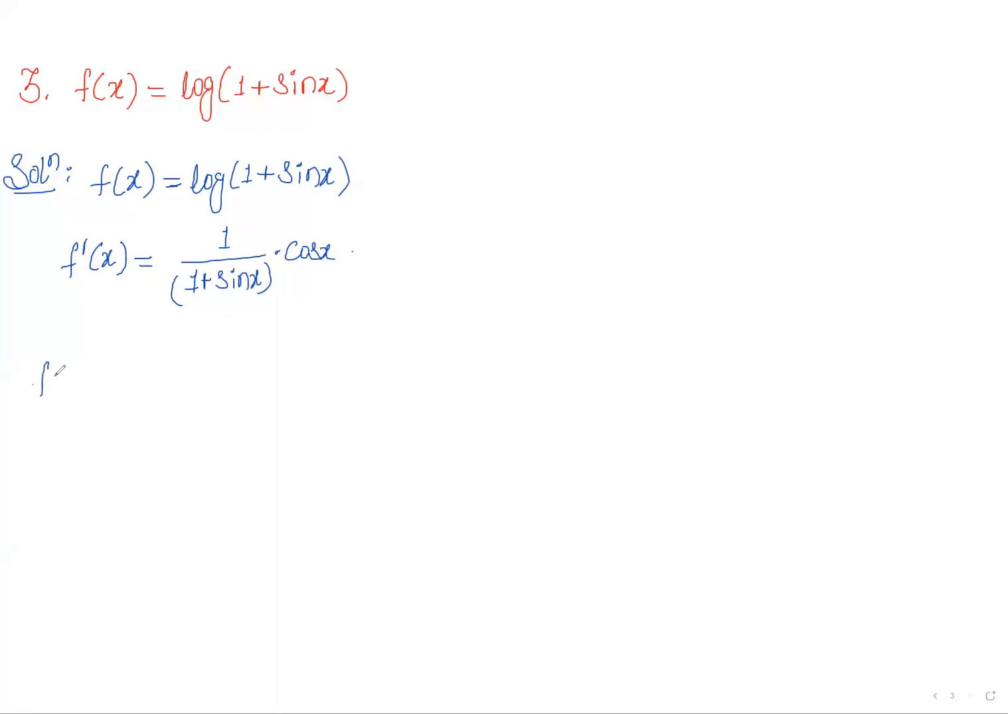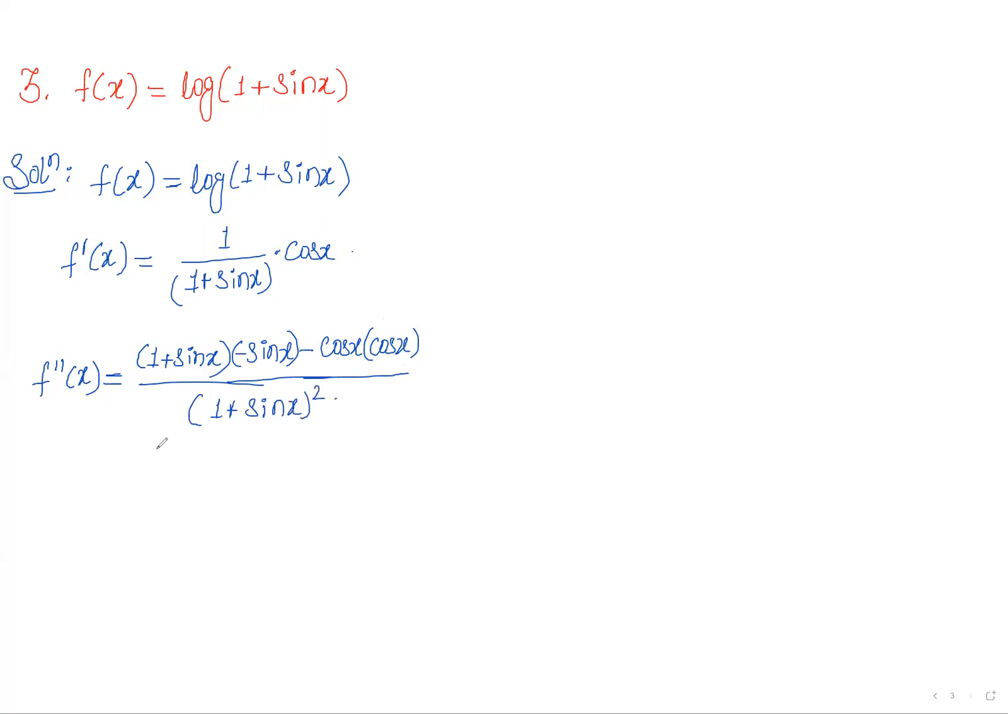Now again differentiate this function with respect to x. So what we are getting here? 1 plus sin x as it is, that is v, into the derivative of u, that is cos x, minus cos x into the derivative of v, that is cos x, divided by 1 plus sin x bracket square.